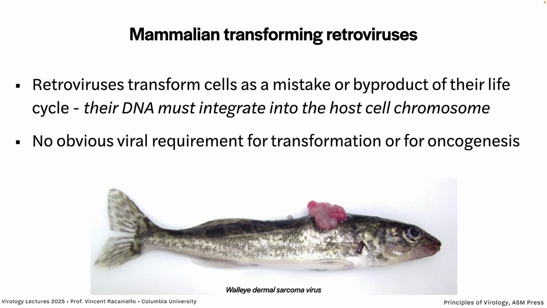So one exception to the fact that transformation is not needed for viral reproduction. Retroviruses transform cells as a mistake. Well, it's not their mistake. They're just integrating randomly, and sometimes they integrate next to an oncogene, right? There's no obvious requirement for transformation or oncogenesis except for walleye dermal sarcoma virus.